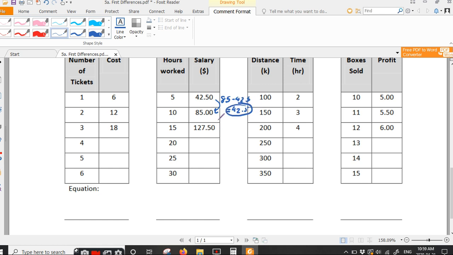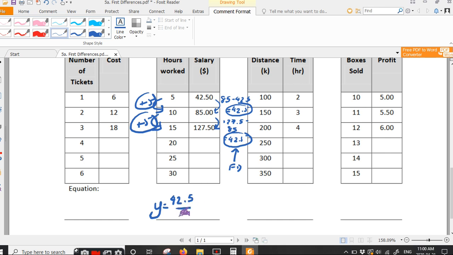Yeah, I'm going to circle that. Let's check this again. If I subtract those two, 127.5 minus 85, I once again will get 42.5. Okay? And you can fill out the rest just by adding 42.5 plus 42.5 plus 42.5, right? So that is my first difference. Okay? So now, how much is this going up by? Plus 5, which means my slope would be y equals 42.5 divided by 5x.